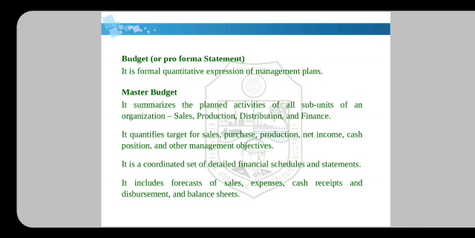Now, master budget summarizes the planned activities of all subunits of an organization. It contains sales, production, distribution, and finance of all subunits. It quantifies targets of sales, purchases, production, net income, cash position, and other management activities. It is a coordinated set of detailed financial schedules and statements. It includes forecasts of sales, expenses, cash receipts, disbursements, and balance sheet.